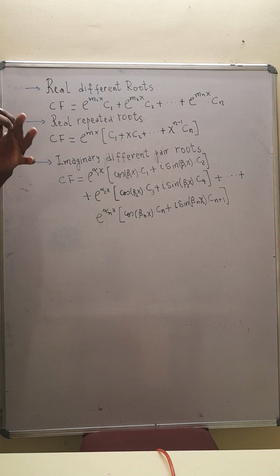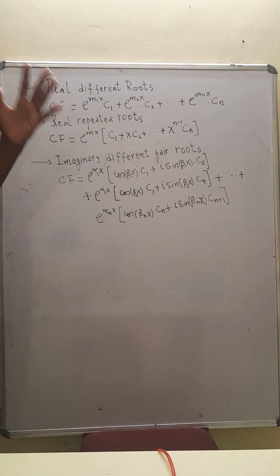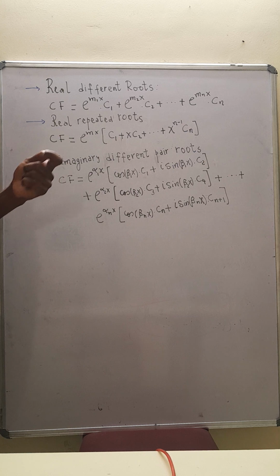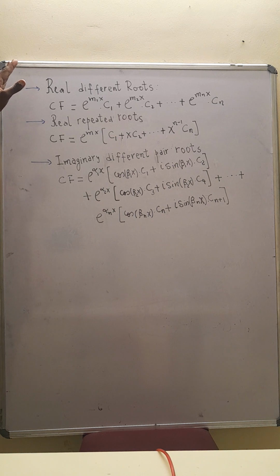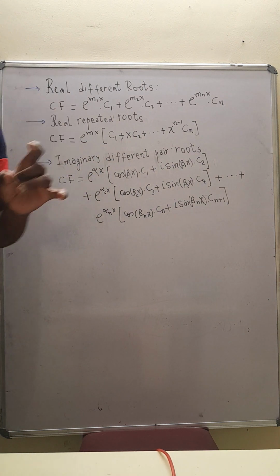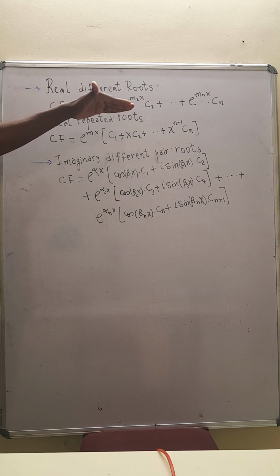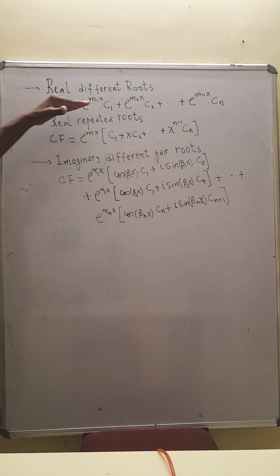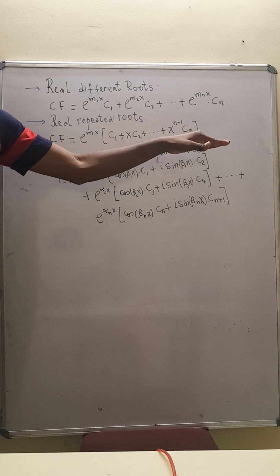We found out that whenever we have a higher order homogeneous and constant coefficient differential equation, the solution can be expressed in mainly four ways, and we have demonstrated only three ways. These ways are like when we have real different roots, so the solution of the equation will be expressed in this way. And when we have real repeated roots, the solution will be in this way.